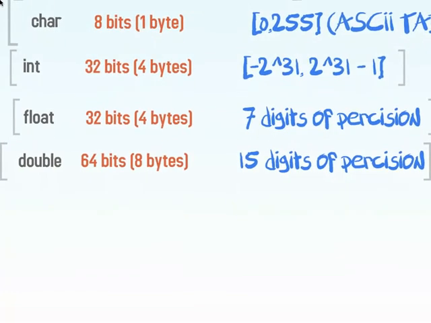The double is going to give you 64 bits, so you're going to get twice as much space, so you're going to get a little more than twice as much precision. So you're going to get a much larger range of numbers that you can actually use with the double. You get 15 digits of precision, but it takes 64 bits of memory. So double takes twice as much memory, twice as much precision.